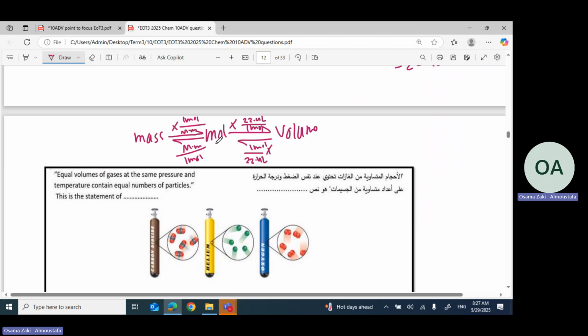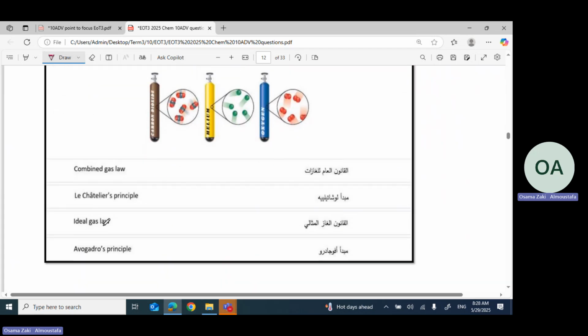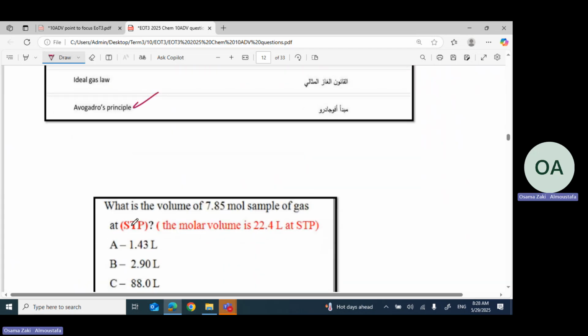And we can also convert to particles. How? Multiply by 6.02 times 10 to the power 23 over 1 mole, or in the opposite direction, by 1 mole over 6.02 times 10 to the power 23. So let's check here. Equal volumes of gases at the same temperature and pressure contain equal numbers of particles. This is the statement of what? Of Avogadro's law, of Avogadro's principle.